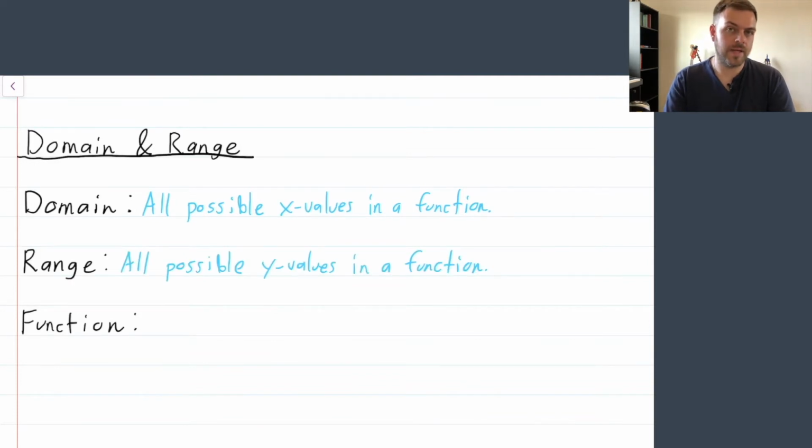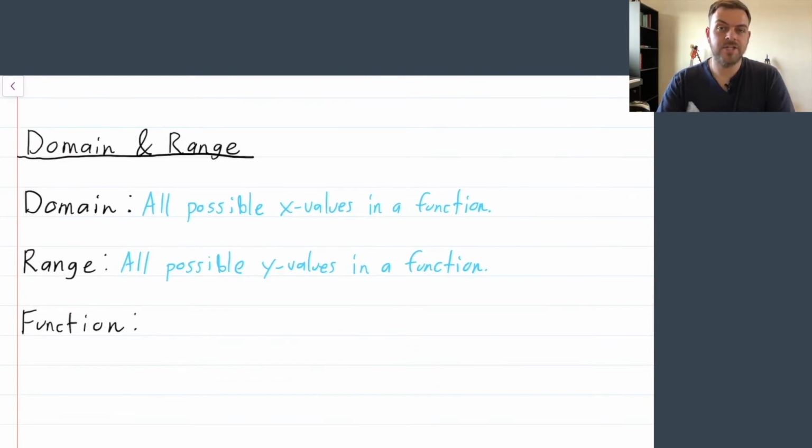Similarly, you could think about domain as inputs. Range, you can think about it also as outputs. Maybe you can kind of see a connection already just by those two different ways of thinking about domain and range. But let's talk about now what a function is, just so we can tie it together.